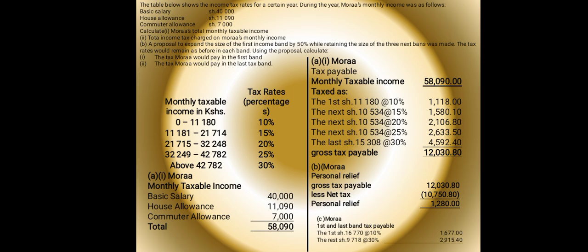And B, a proposal to expand the size of the first income band by 50% while retaining the size of the three next bands was made. The tax rates would remain as before in each band. Using the proposal, calculate 1. The tax Mora would pay in the first band, and 2. The tax Mora would pay in the last band.